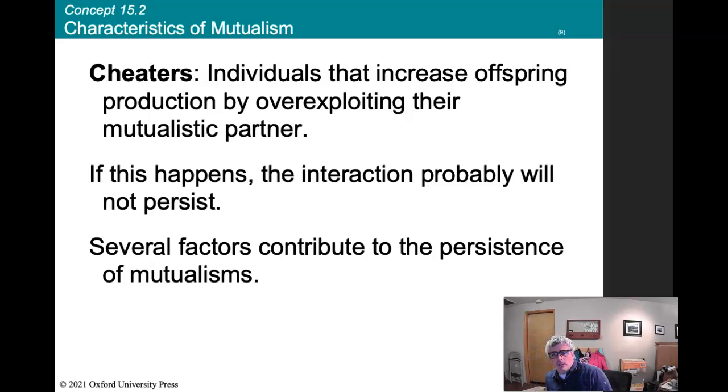Additionally, cheaters are an issue: individuals that increase offspring production by overexploiting their mutualistic partner. If this happens, the interaction probably will not persist, but there's always a certain percentage in nature, and there are several factors that contribute to the persistence of these mutualisms.